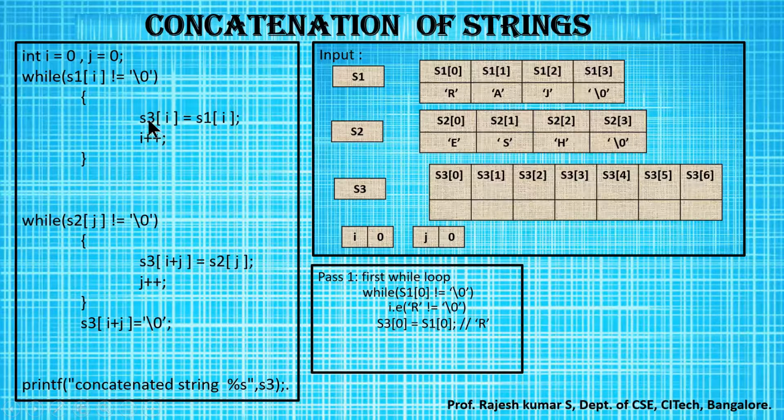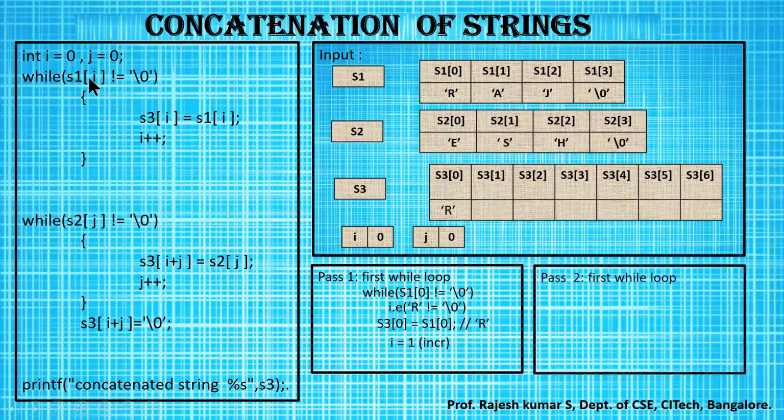Students, you can see this line. When I value is 0, S3 of 0 is equal to S1 of 0. What is S1 of 0? R. Now R is assigned to S3 of 0. Now here you can see I have updated the R value. After updating R in S3 of 0, I will increment I. I will become 1. Again, I will loop back.